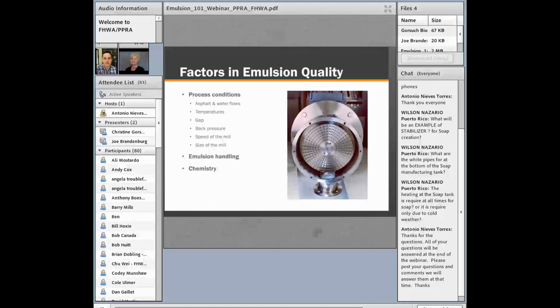So I don't really go into pumps too much, but one of the most consistent pumps that I've seen for water and for latex are the progressive cavity pumps, the mono pumps.